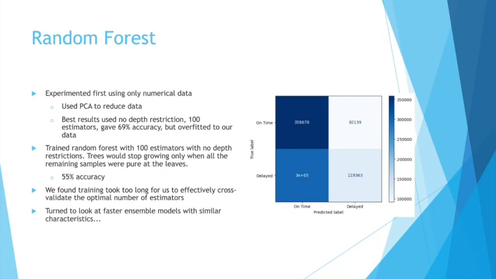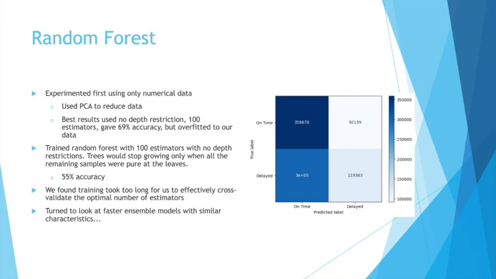We also tried to train a random forest on the entire data set, no depth restrictions, 100 estimators, and the trees would only stop growing if the remaining samples were pure at the leaves. And this yielded 55% accuracy. If you look on the right, it does a lot better classifying delayed flights as delayed, but it's not very good at discriminating on-time flights. Almost half of on-time flights it would classify as delayed, which isn't very good.